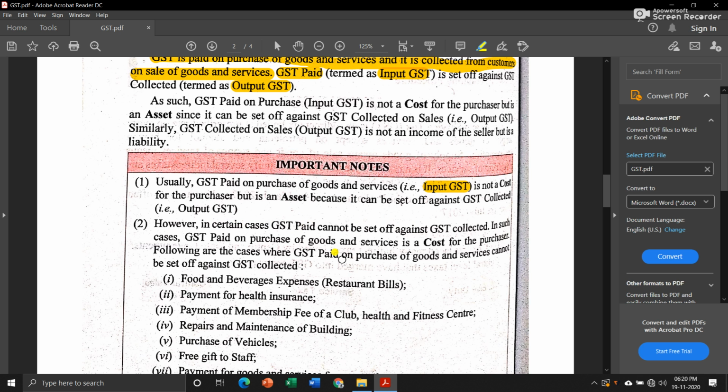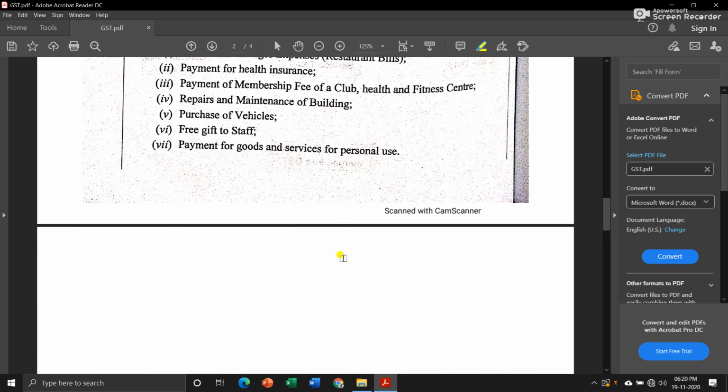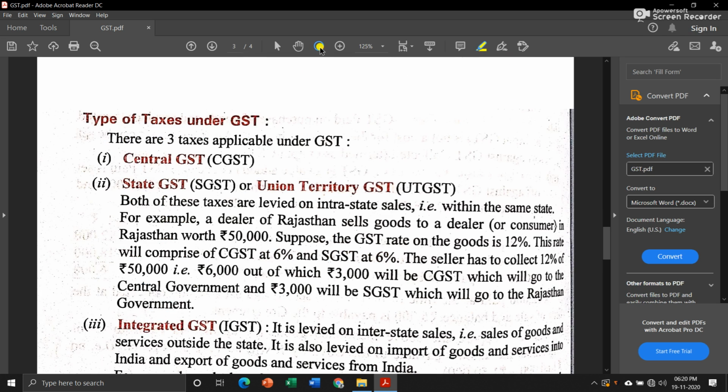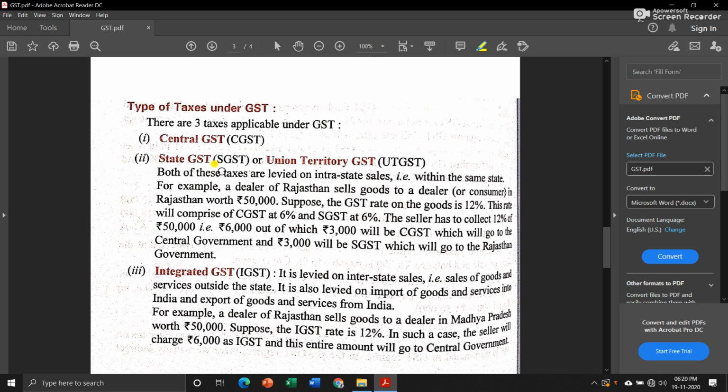Now these things you don't have to go in deep. Whatever is important, I will let you know. Now there are three types of GST. First one is central GST, or you can say CGST, collected by central government. The next is state GST or SGST, or Union Territory GST, UTGST. Both of these taxes are levied on intra-state sales within the same state.